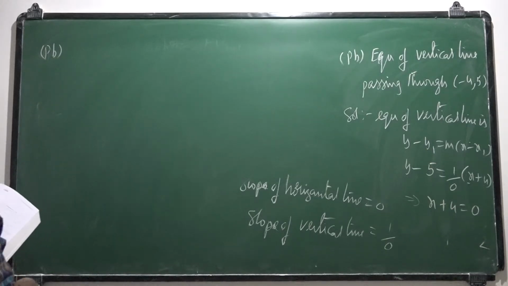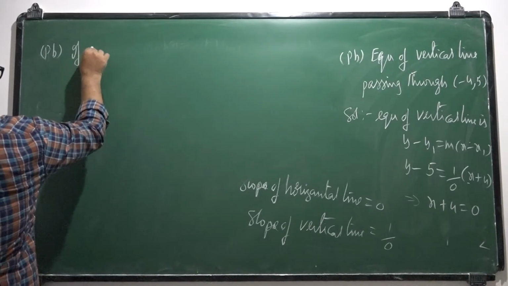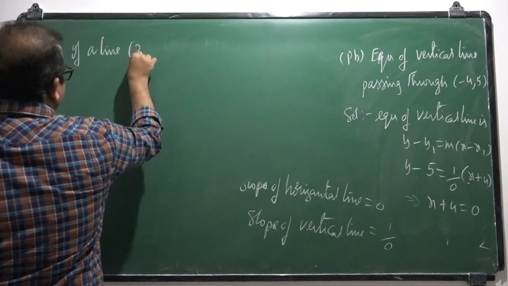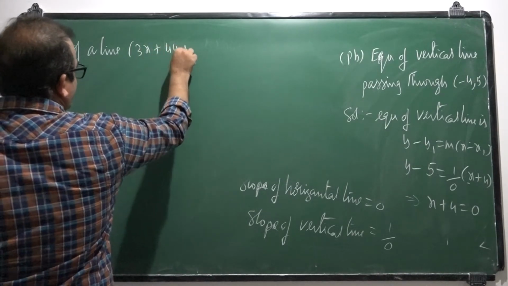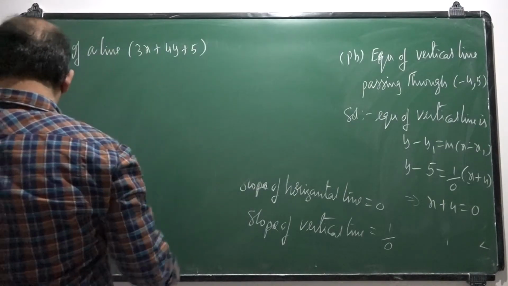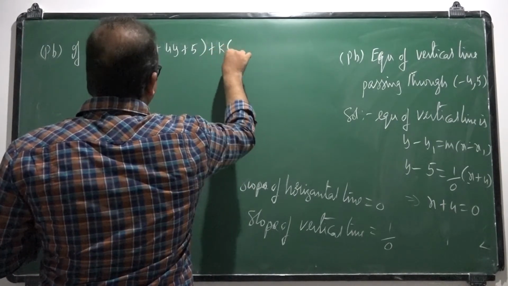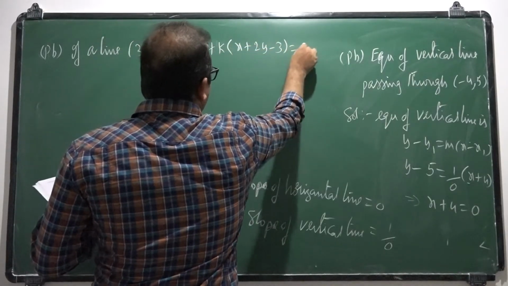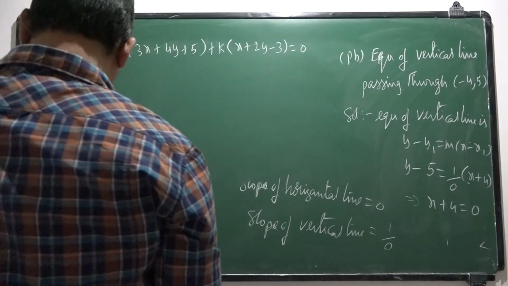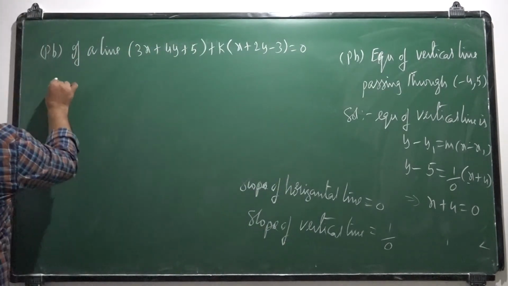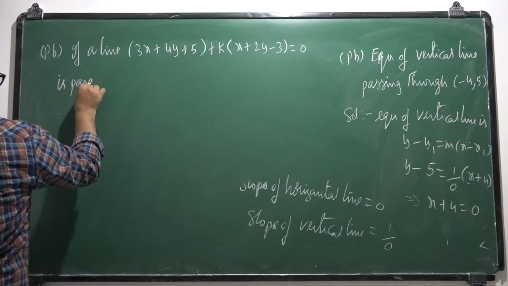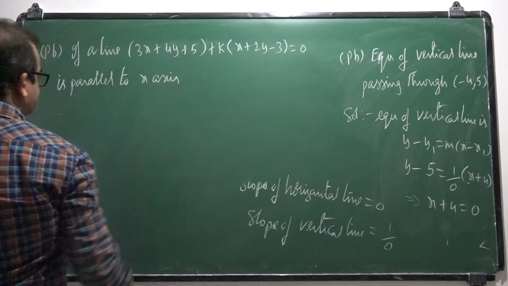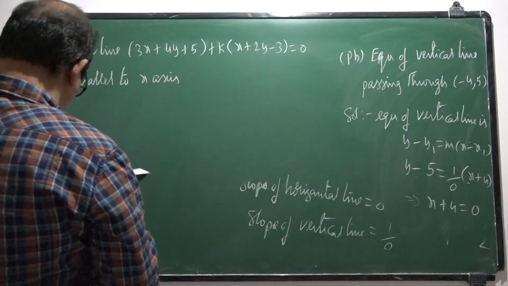Next problem. If a line 3x plus 4y plus 5 plus k into (x plus 2y minus 3) is equal to 0 is parallel to x-axis, then k is equal to.